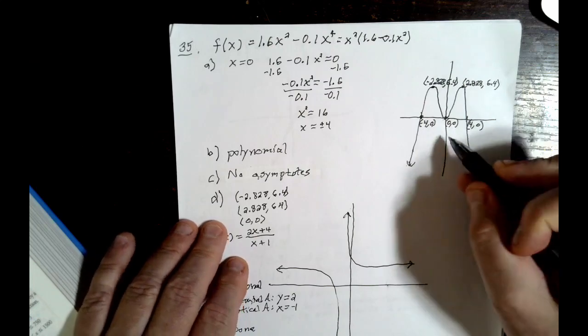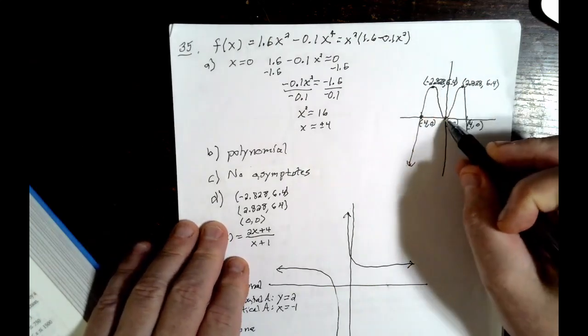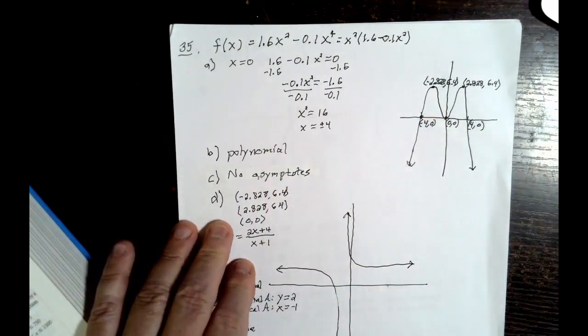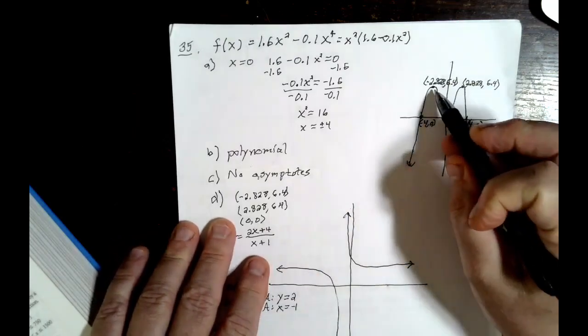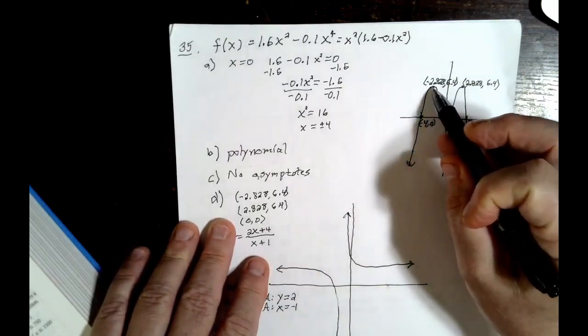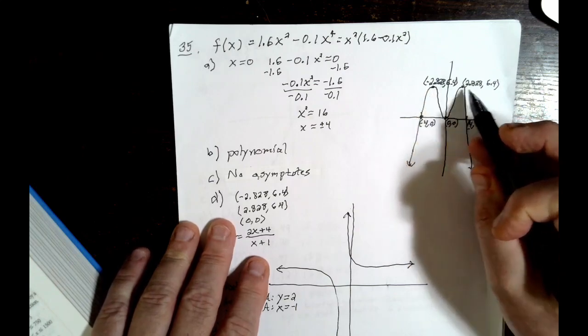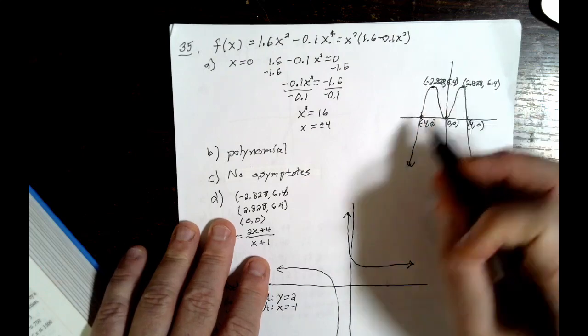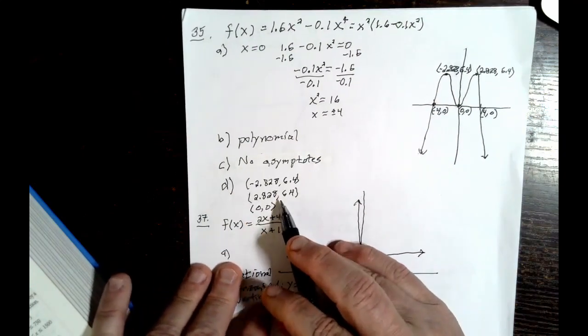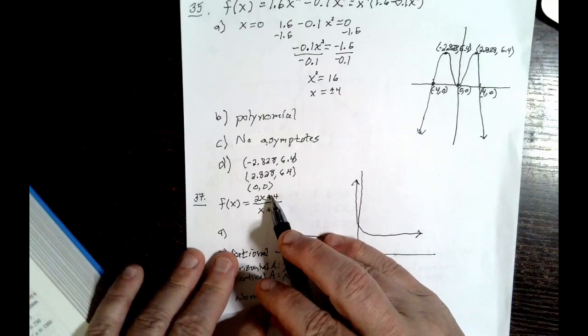And then D asks to locate turning points. So we're talking about these guys here or that guy there. Well, you can use second calc 3 or 4 depending on if it's a maximum or minimum. These are both maximums, and these are the two numbers that I got on my calculator. I already knew 0, 0.